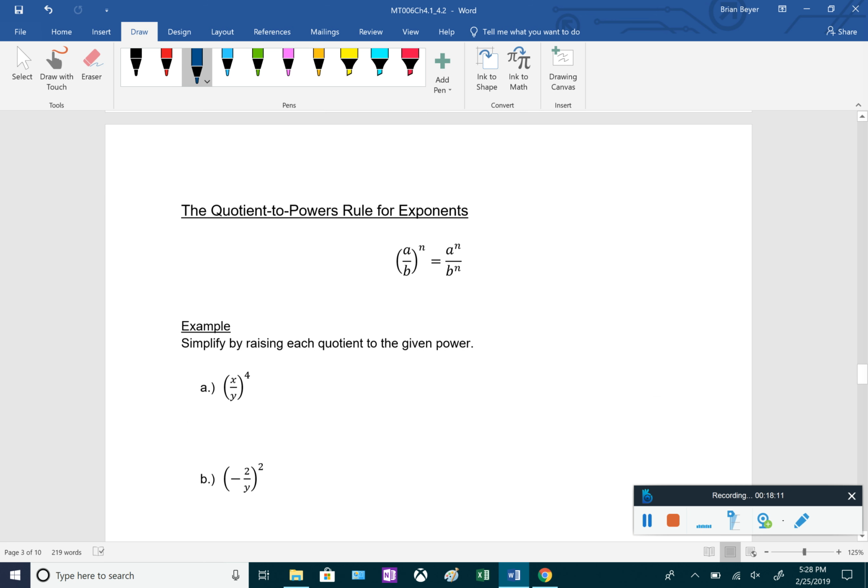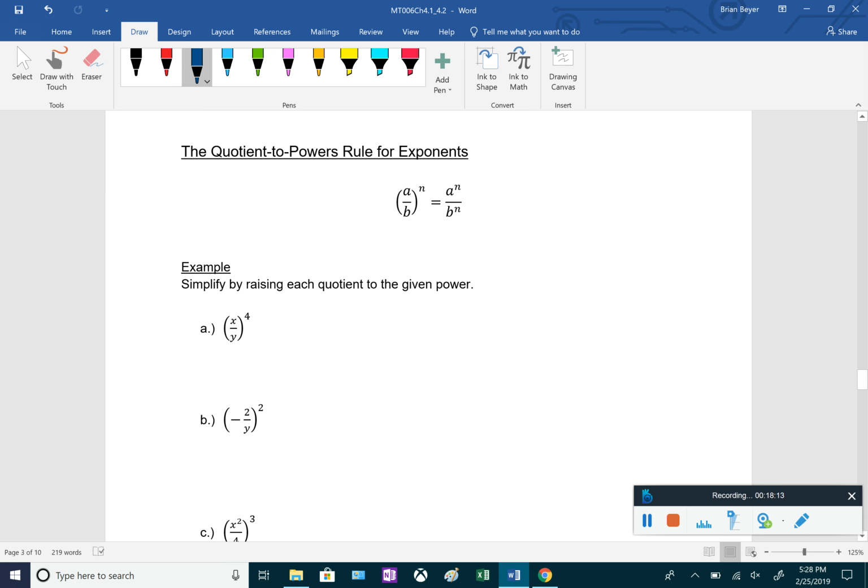Okay, so last rule, and then we'll combine them and do extra problems here. So it's called the quotient to power rule for exponents. So it's similar to what we just did, except this time if we're dividing numbers, a divided by b to the power of n, we can give the exponent to the numerator and the denominator. So a over b all to the n equals a to the n over b to the n.